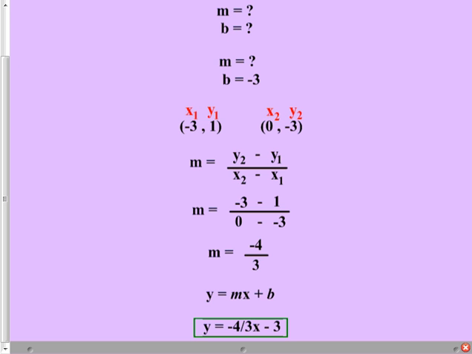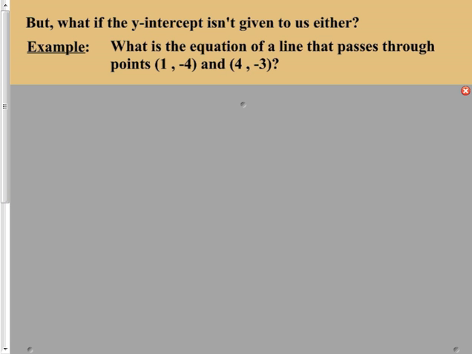The final two examples, you can go ahead and copy them down. But they are going to deal with some higher level thinking, and I'd rather just go over this with you in class, but go ahead and copy the examples down. The next one is going to say, what is the equation of a line that passes through points 1, negative 4 and 4, negative 3? Now, you can glance at it real quick and see that they did not give us the slope, and they did not give us the y-intercept in any form or fashion. So that's going to complicate this question a little bit.